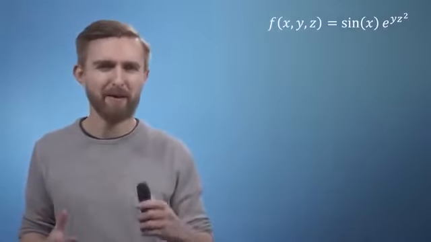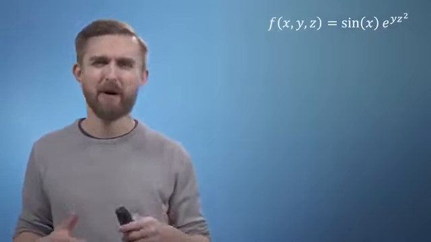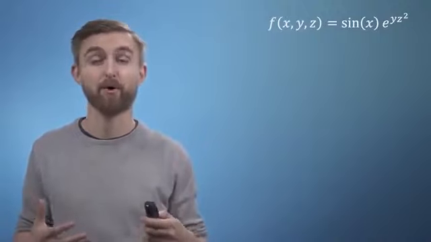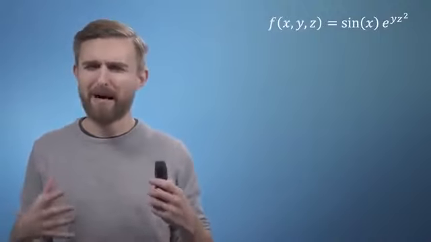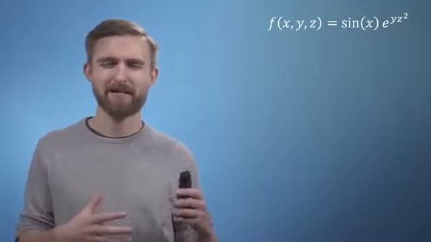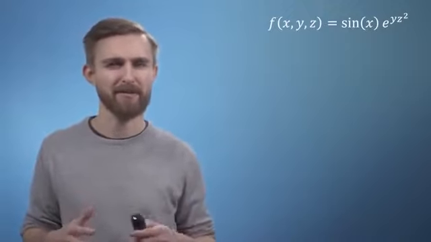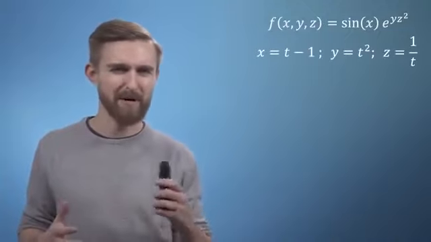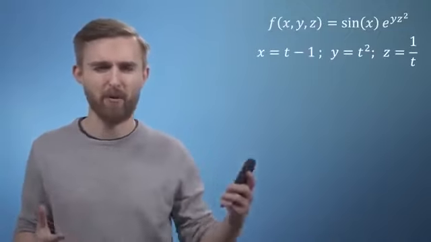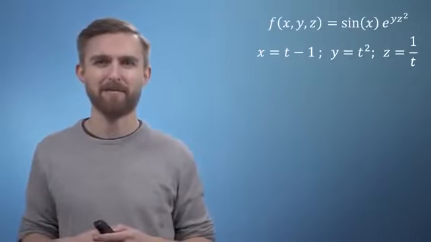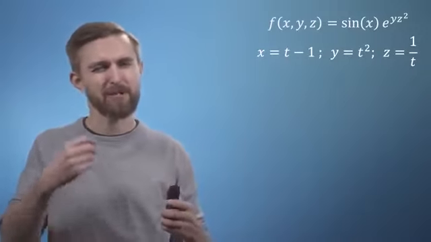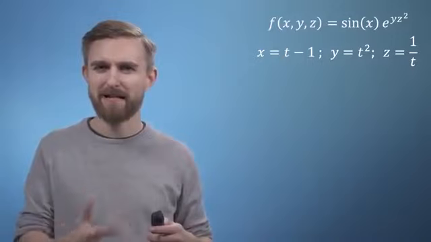So, now that we have these three partial derivatives, we're going to introduce a new idea called the total derivative. Imagine that the variables x, y, and z were actually all themselves a function of a single other parameter t, where x equals t minus 1, y equals t squared, and z equals 1 over t. And what we're looking for is the derivative of f with respect to t.